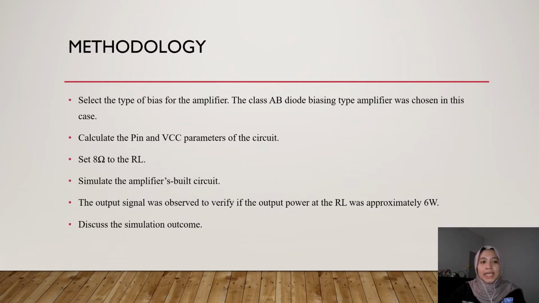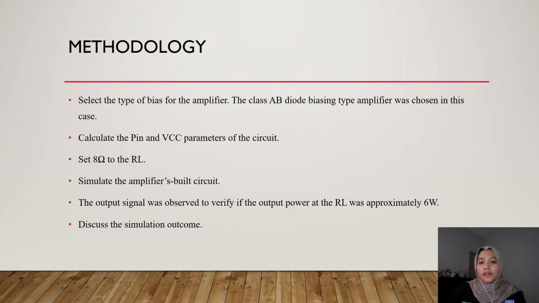So basically these are the methodologies in our project. The aim of the design is to get an 8 ohm, 6 watt speaker power output. A few methods have been carried out in order to obtain the design output power. Basically these are the steps in order to build the circuit.